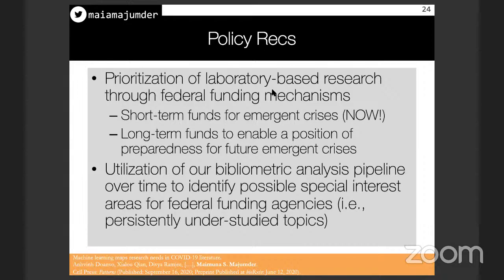Since publication of this study, numerous lab scientists have reached out to my group and thanked us for providing quantitative evidence for their anecdotal experiences, which they hope will help motivate reevaluation and redistribution of federal funding to lab-based research activities. Indeed, we foresee that our bibliometric analysis pipeline can be utilized by federal funding agencies over time to identify possible special interest areas too, including persistently understudied topics, not only in basic science, but within clinical modeling and field-based science as well. As a result, we are keeping our pipeline up to date and will continue running it on the COVID-19 dataset for the foreseeable future to see what else we can learn about the information we're creating in response to the pandemic.